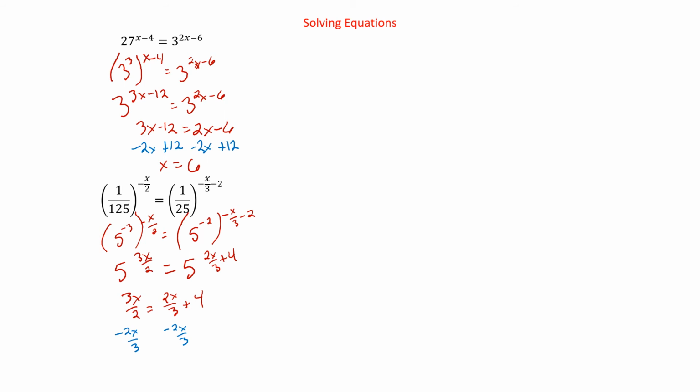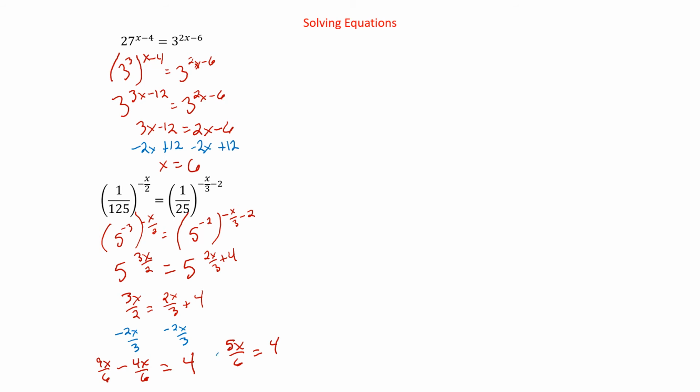We're going to need common denominators. So of 6, so multiply by 3, so this will be 9x over 6 minus, multiply by 2, 4x over 6 equals, we have 4 left on that side. So 9x over 6 minus 4x over 6 is going to be 5x over 6 equals 4.